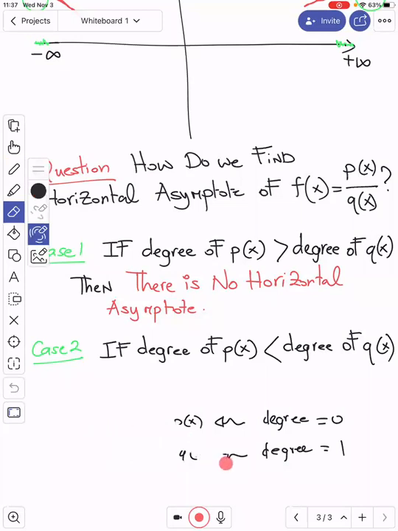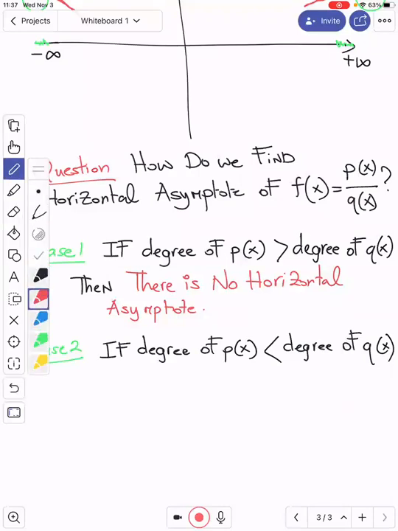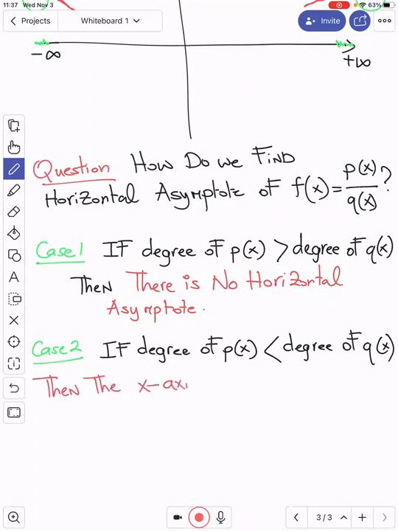So in this case, the x-axis is going to be the horizontal asymptote. Again, the equation is y equal to 0. So this is like the 1 over x. The x-axis is going to be the horizontal asymptote.